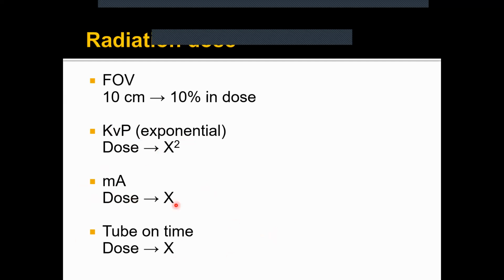And finally, we have how much time you're spending in the machine. The more time you spend in the machine, the more dose you're going to be exposed to. And again, this relationship is linear. If you spend twice as much time, you'll get twice as much dose.